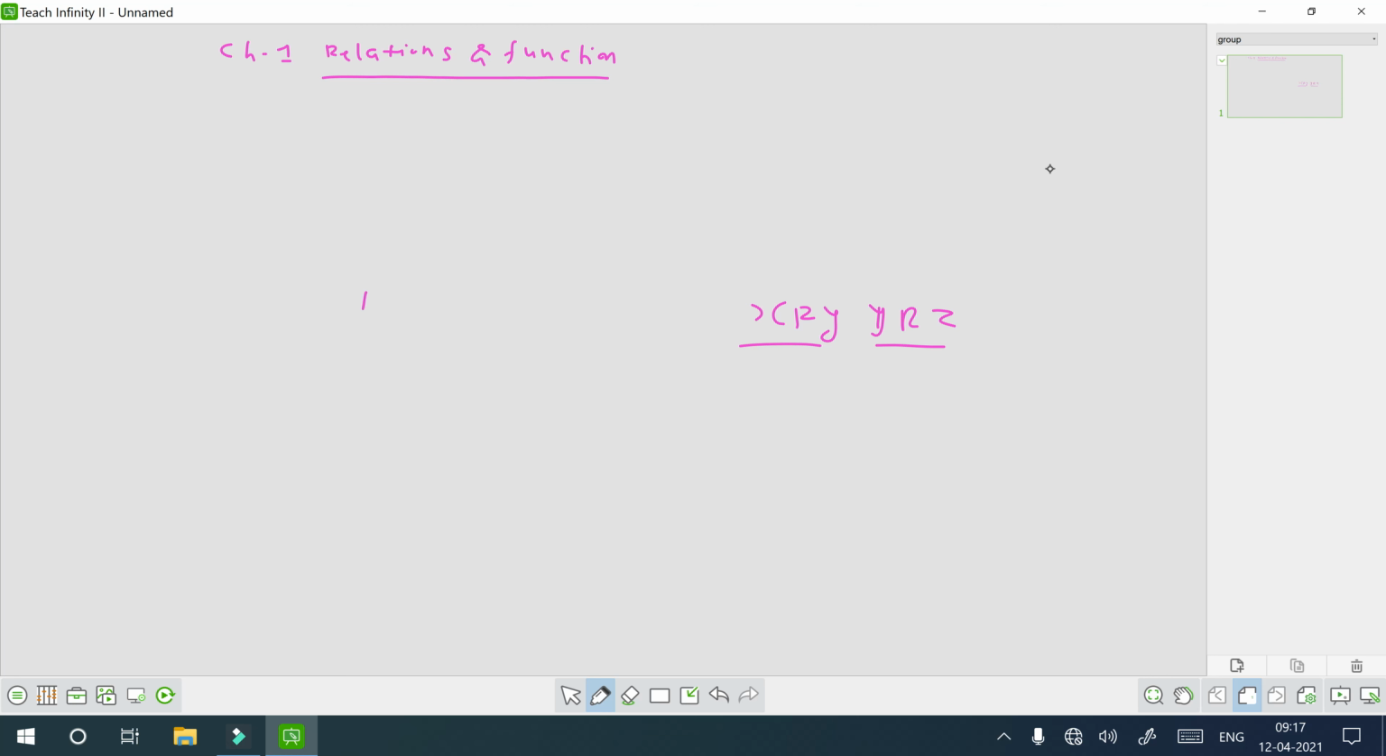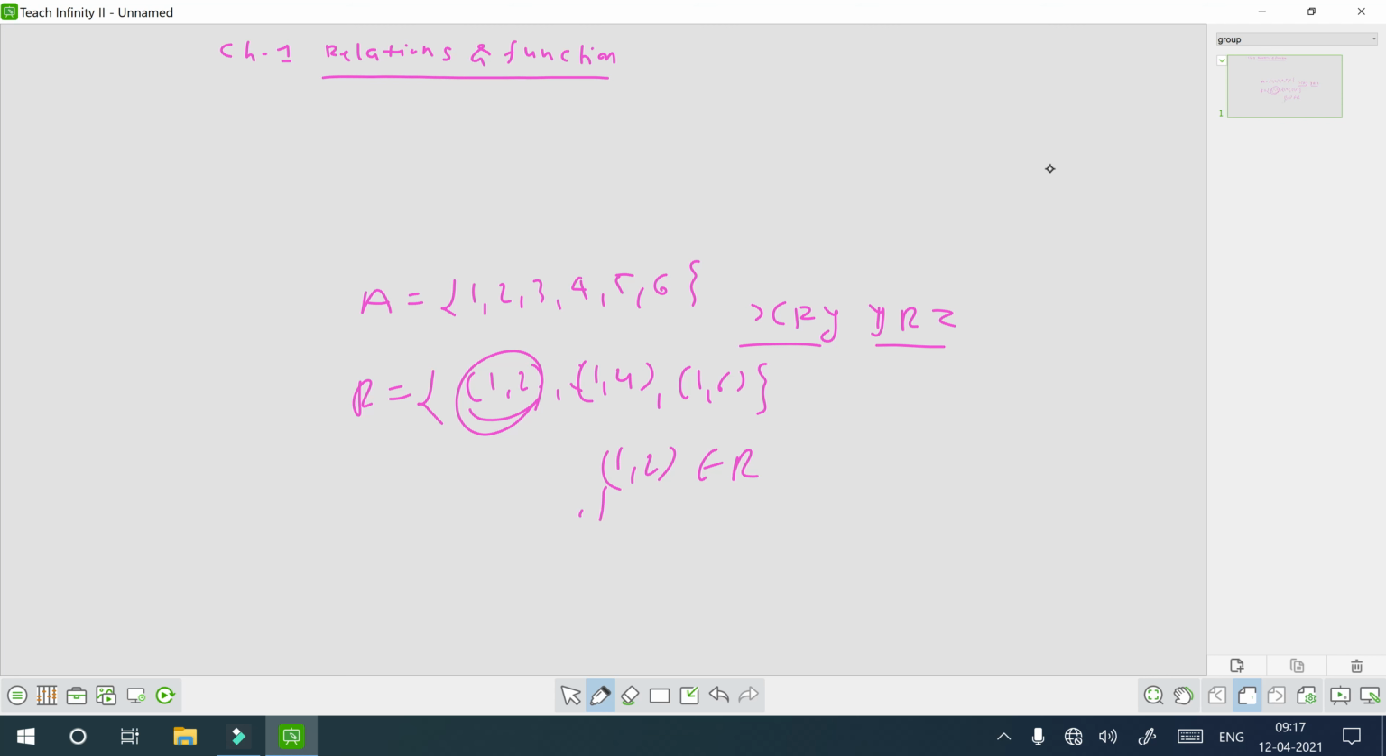Now for example, let us consider A = {1, 2, 3, 4, 5, 6}. And let us define R = {(1, 2), (1, 4), (1, 6)}. I am taking only 3 elements. See, there is an (x, y) here: (1, 2) belongs to R. That means x is 1 and y is 2. There is no other pair (y, z) belonging to R. See that, there is no other pair (y, z) belonging to R.